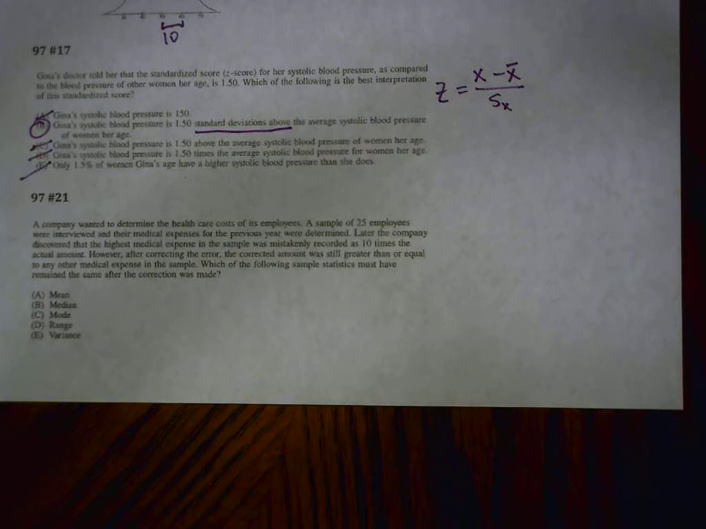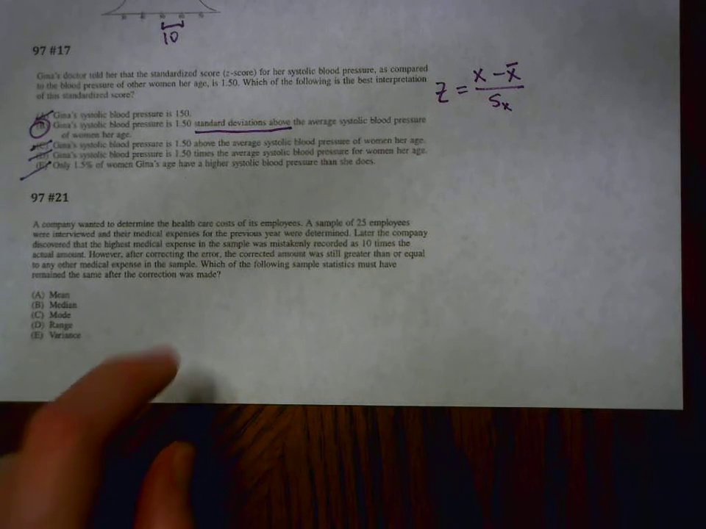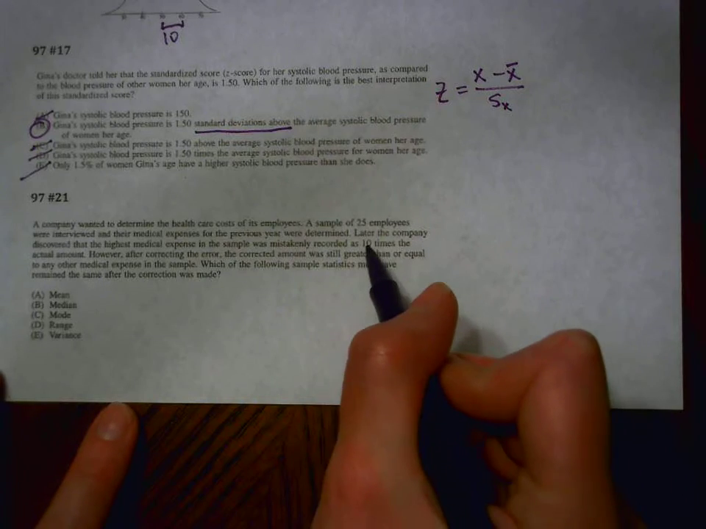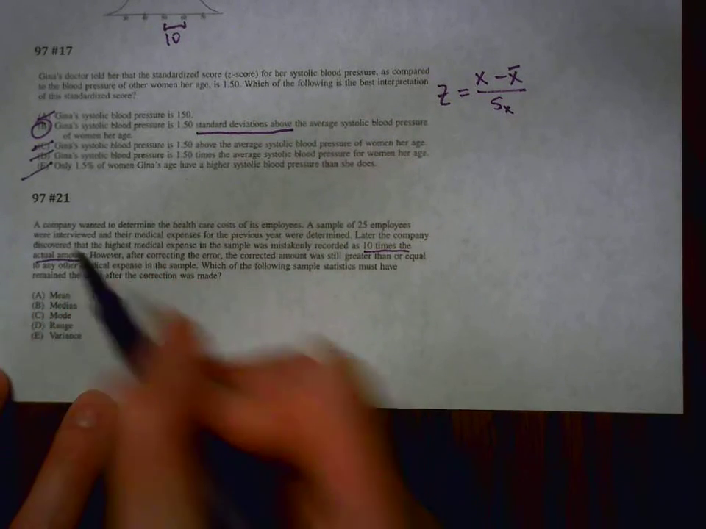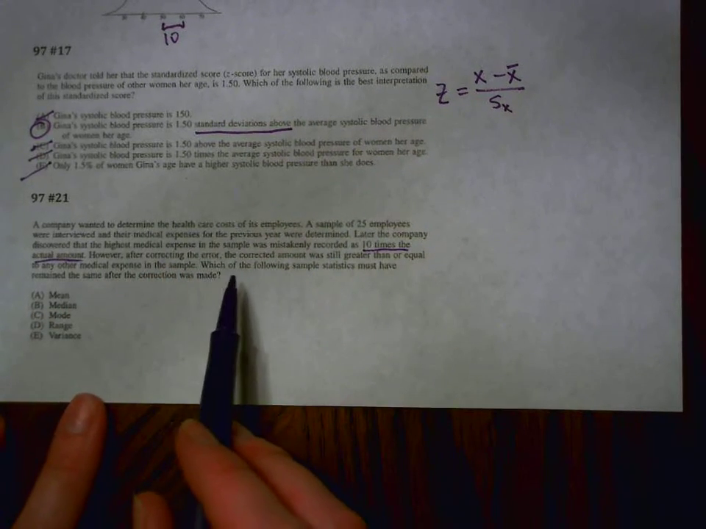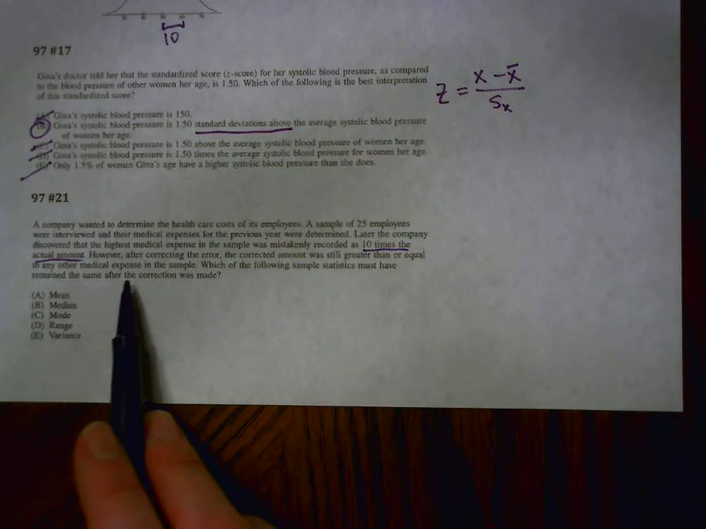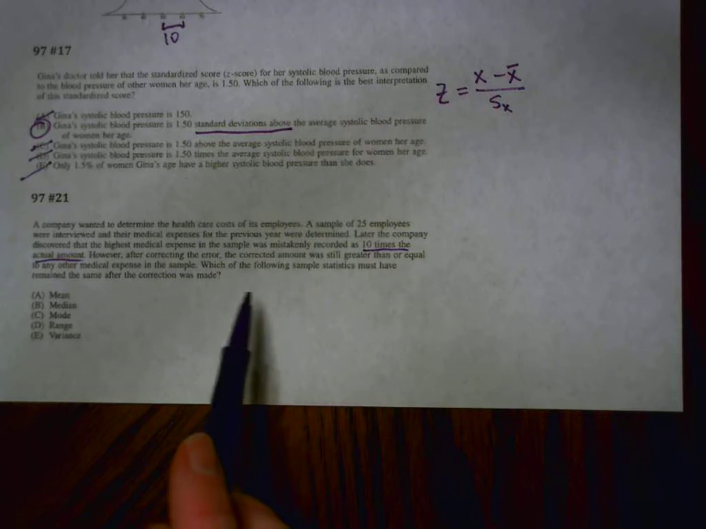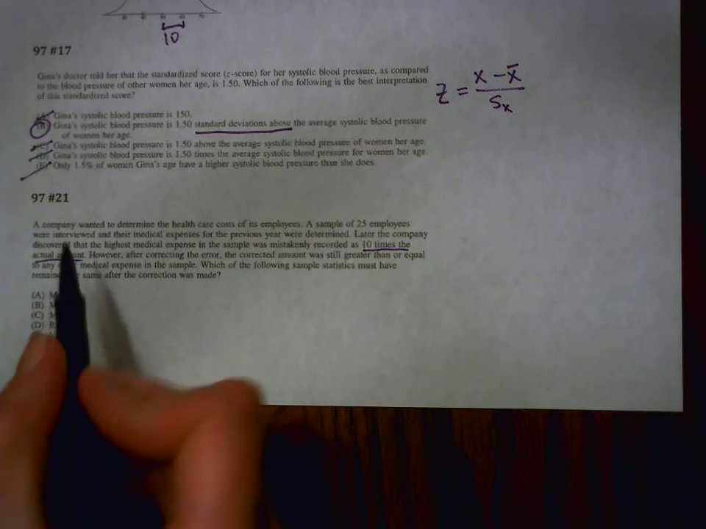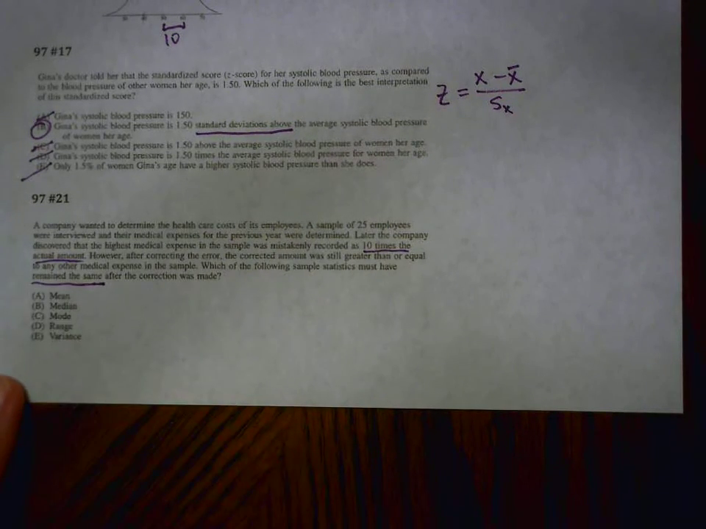Next one on this page says a company wanted to determine the healthcare cost of its employees. A sample of 25 employees were interviewed and their medical expenses for the previous year were determined. Later, the company discovered that the highest medical expense in the sample was mistakenly recorded as 10 times the actual amount. However, after correcting the error, the corrected amount was still greater than or equal to any other medical expense. Which of the following sample statistics must have remained the same after the correction was made?